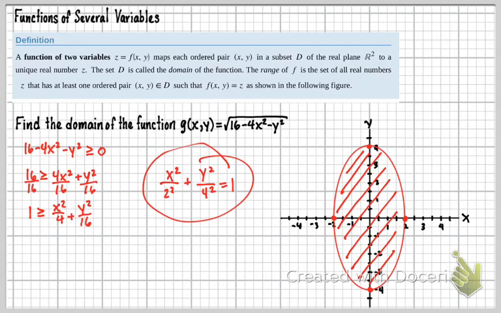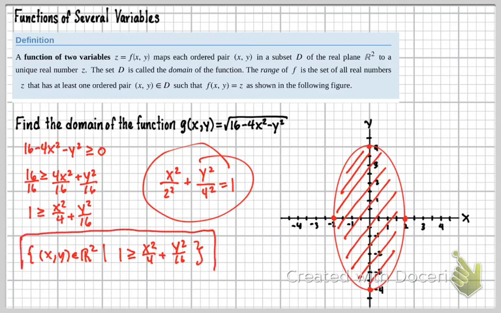So to write this in set builder notation, because that's what we would use here, this would be an (x, y), an element of R2, such that, and then I would just put this inequality in here: 1 greater than or equal to x squared over 4 plus y squared over 16. Like I said, we didn't really need the graph here unless it was specified in the directions, and it wasn't for this one. I just had to find the domain. So this would have been sufficient for the answer, but I wanted you to see exactly what that looks like.